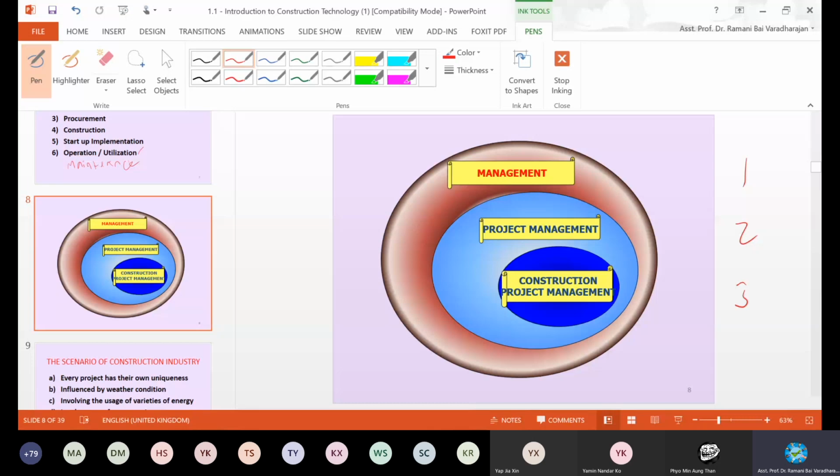For today's class, I will highlight what project management is and what construction management is. They are two different parties, two different elements. You should be able to distinguish them and define their rules, regulations and responsibilities clearly. Don't forget, today we will do that.